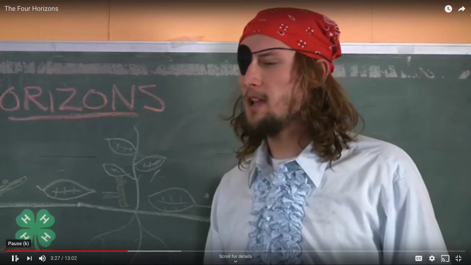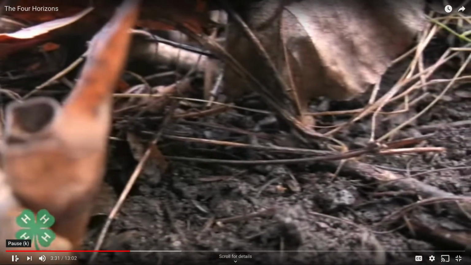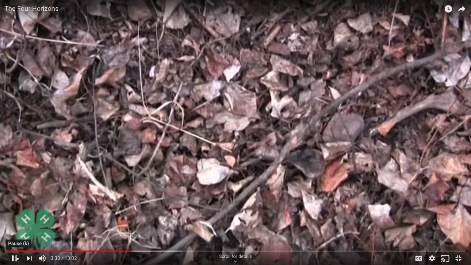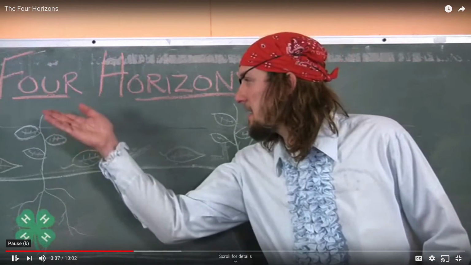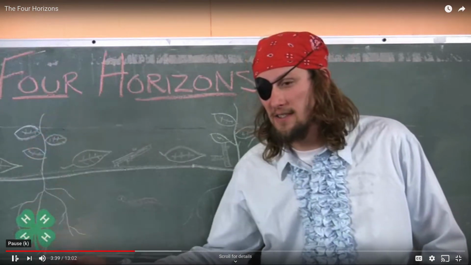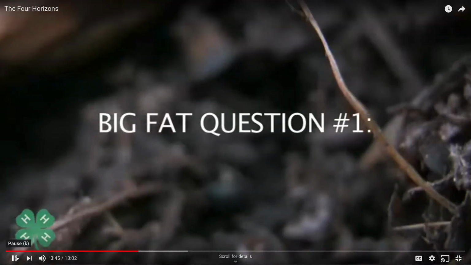No, sometimes there are just 3. O horizons form in forests and fields where the leaves and plants have been left to sit. The treasure I spoke of is hidden somewhere in these 4 horizons. This map and this golden compass will show us the way.